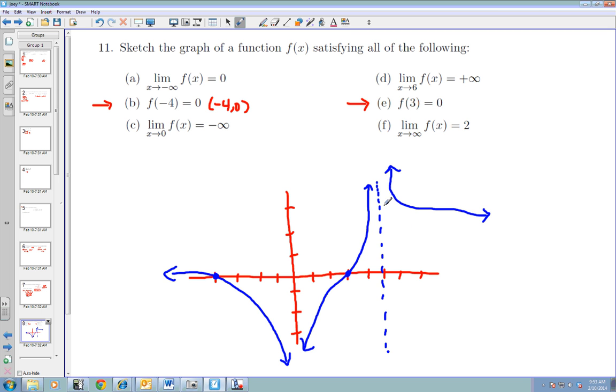But as x approaches 6 from both sides, it has to go up. That's because of this. And as x approaches infinity, it's going to have to go to 2. Here's 2. So I must have this kind of horizontal asymptote. So it looks something like that. All right, I'm going to stop it right there and then send another video.